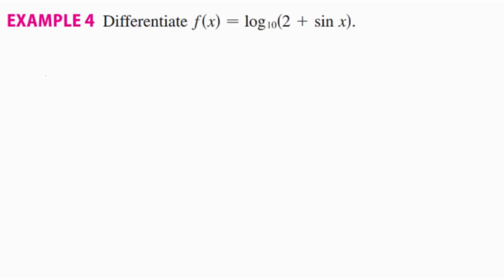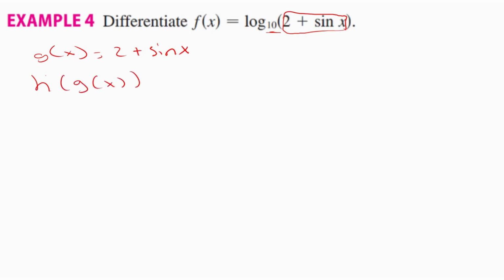Let's have a look at this example. Here we have to differentiate this function, logarithmic function at the base 10 of 2 plus sine x. So here we might consider this as g of x and then use maybe the chain rule. So g of x is going to be 2 plus sine of x, and let's call it h. h at g of x is going to be logarithm with the base 10 at the g of x, which is 2 plus sine of x.